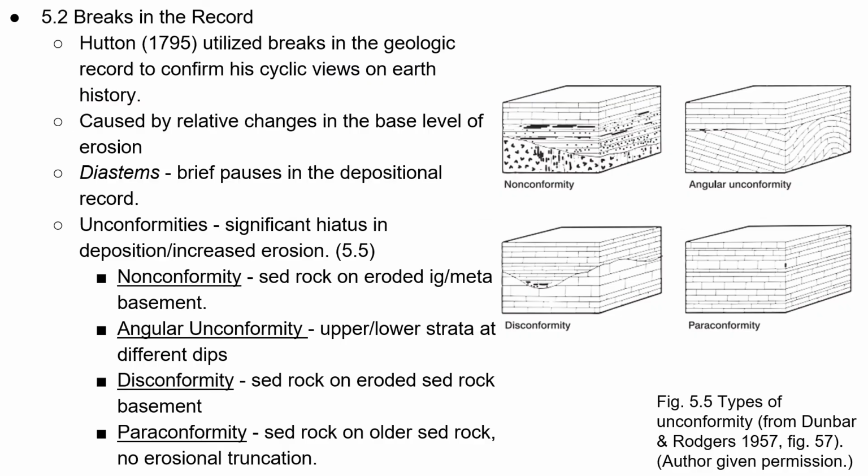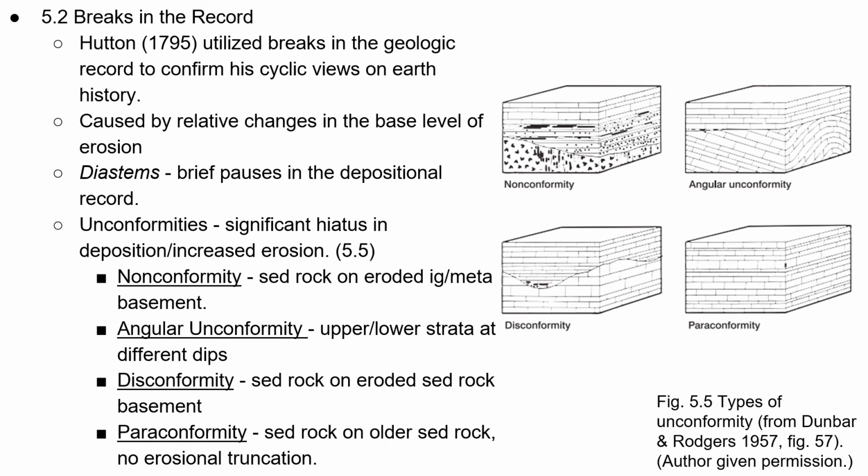Now, as we move into looking at breaks in the stratigraphic record, we have to go back to some of Hutton's work, where he was the first to utilize those breaks to confirm some kind of cyclic view of Earth history. Really, now we know that unconformities are caused by relative changes in what we call the base level of erosion. Any kind of break in this record, any kind of change in base level of erosion, means that we have a non-conformable sequence, meaning we're missing sediment. If our rocks are representing time, occasionally you'll get a break where time goes on without any geologic record of deposition.